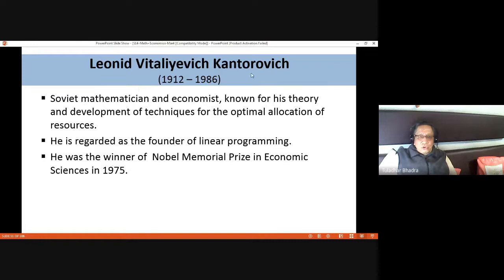I wrote about this controversy between Soviet mathematicians and economists. He was a mathematician and also an economist, known for his theory and development of techniques for optimal allocation of resources. He is regarded as the founder of linear programming. He was the winner of the Nobel Memorial Prize in Economic Sciences in 1975. So we'll talk deeply about this.